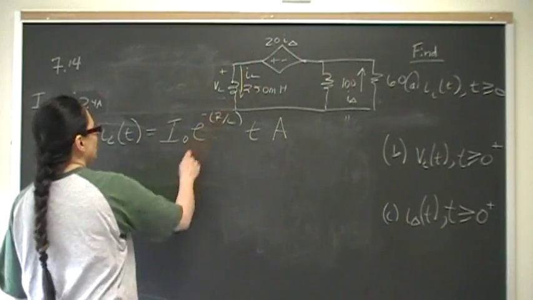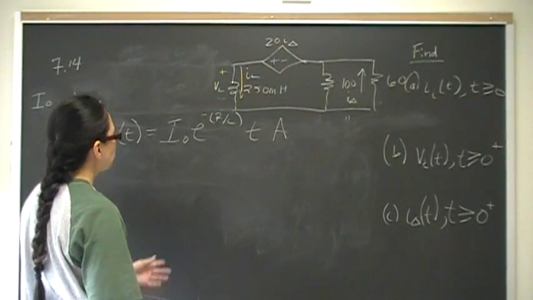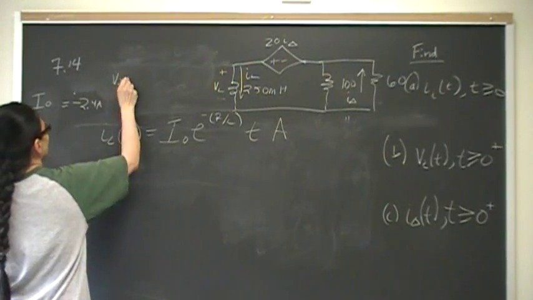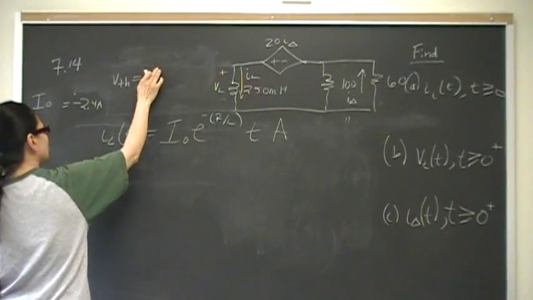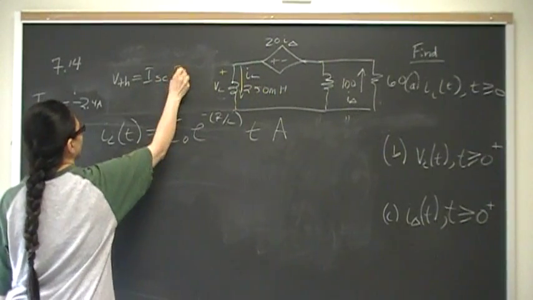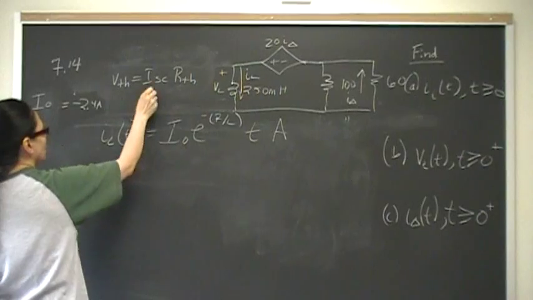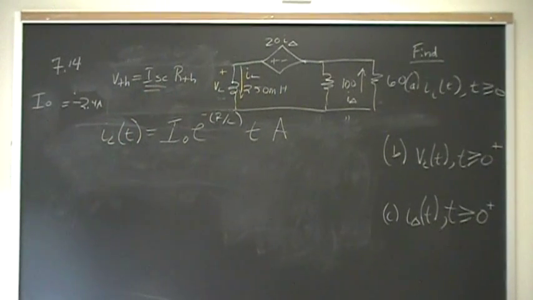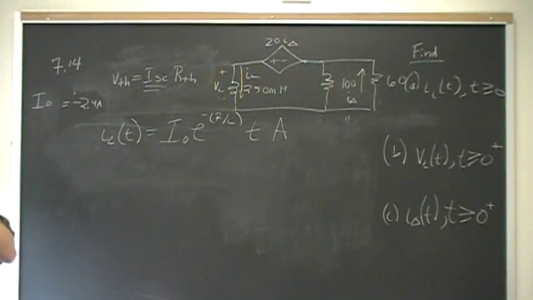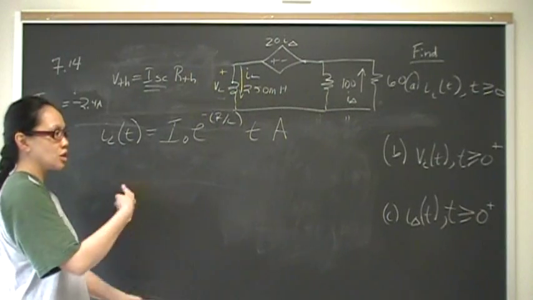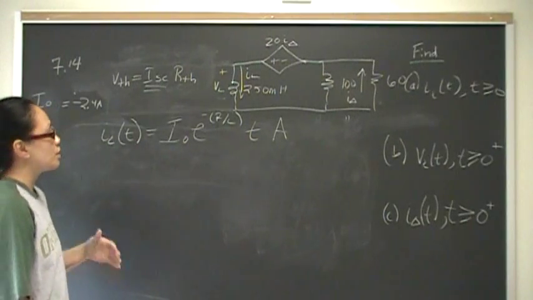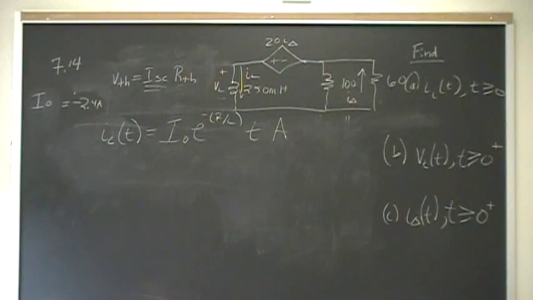So in this case, let's open the load. Think back on our Thevenin. Remember, V Thevenin is equal to I short circuit times R Thevenin, right? So we're looking for R Thevenin. We already have I short circuit. I short circuit is going to be that 2.4 amps that we found. I short circuit is the short circuit current that's flowing through the load. In this case, if we were to short the load, we would have 2.4 amps.